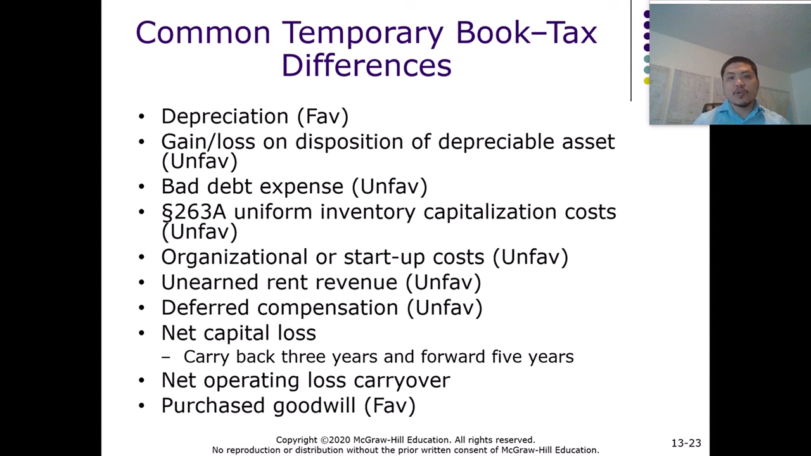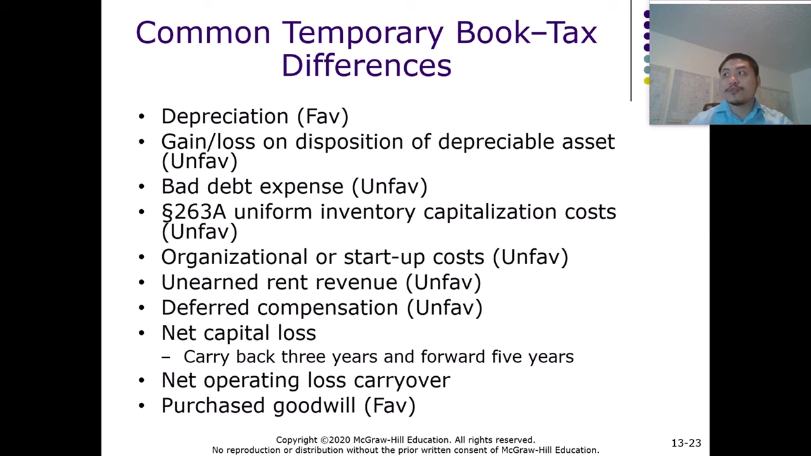But over the course of time, after we finally fully depreciate the asset, then it doesn't matter whether it's book purpose or tax purpose. If we fully depreciate the asset, the basis is going to become zero anyway. So the difference between book and tax is gradually reversed, and at the end we have the same amount.